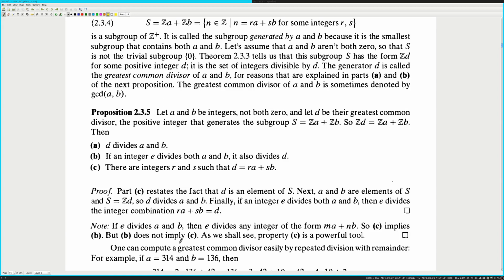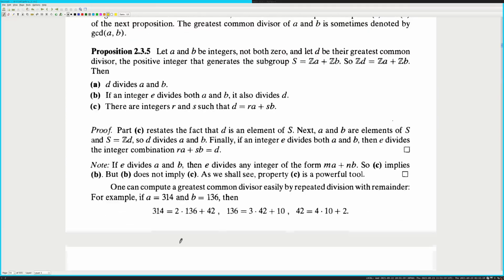So C implies B, but B does not imply C. I don't know exactly what is included in C. So does C include the contact? Okay, I don't know. B does not imply C. So any integer that divides two numbers also divides their GCD, that does not imply that the GCD is an integer combination of any two of its numbers. Okay. Property C is a power. Okay. Anyway, I don't think this matters all that much.